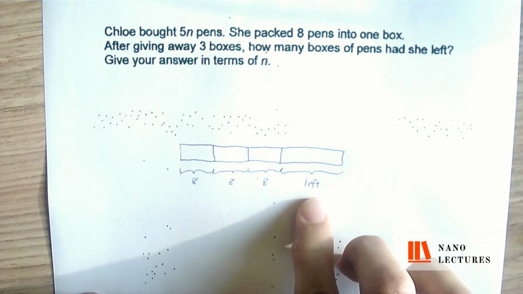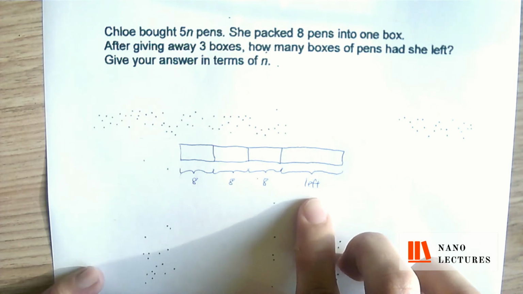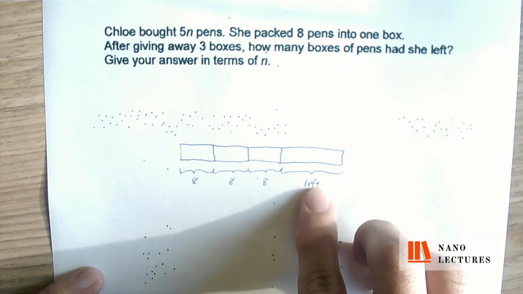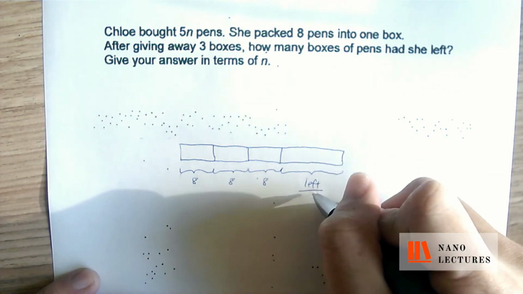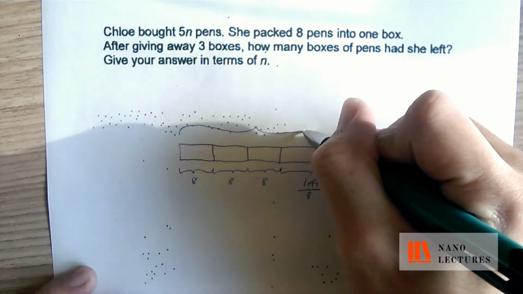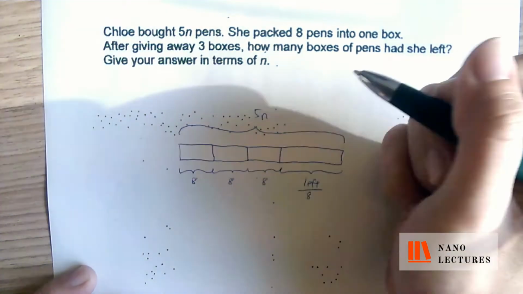But the question is not asking for how many pens she has left. The question is actually asking for how many boxes. So it is actually the number of pens left divided by 8 to find out the number of boxes, right? And the total is 5n.